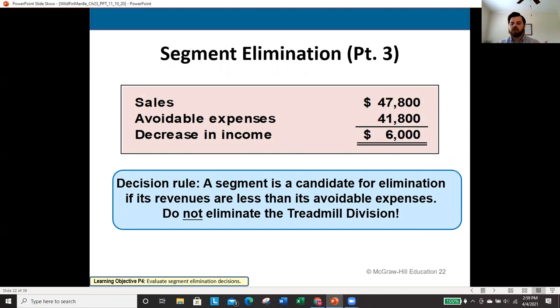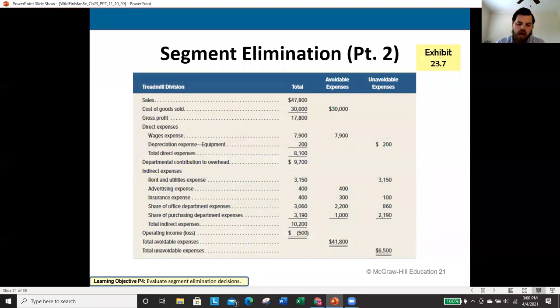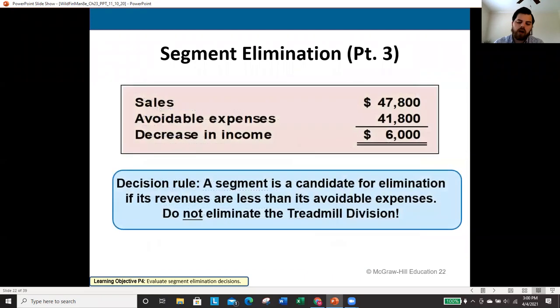Now, in truth, I'm not covering them all, right? If we go back and look, I'm only generating $6,000 between this 41.8 and my 47.8. My unavoidable is 6,500, so I'm not covering them all. And because of that, that is where this negative operating loss comes from, where that actual loss is coming from. But the idea is, because I am generating something to help cover a portion of that unavoidable, even if I eliminated this department, I would still be incurring that 6,500, but I would now no longer have the $6,000 to help cover. So what I would actually see is a decrease in income by eliminating a non-profitable department, in this case, in the amount of $6,000.